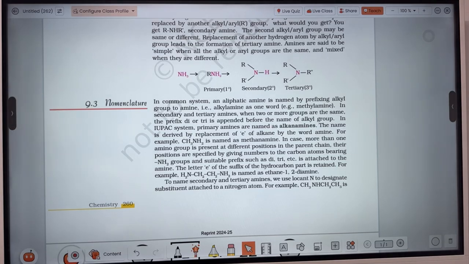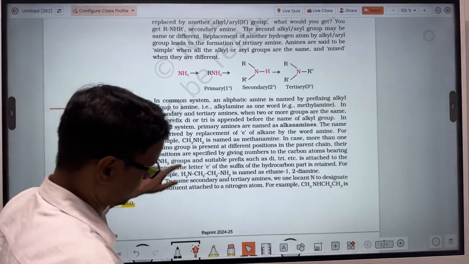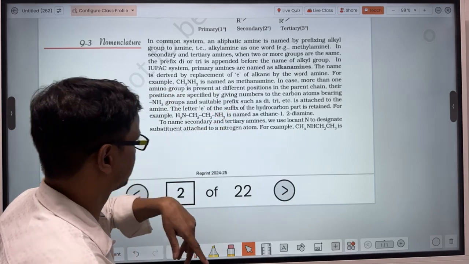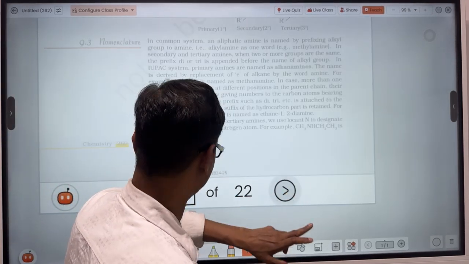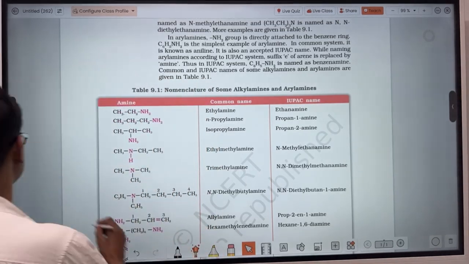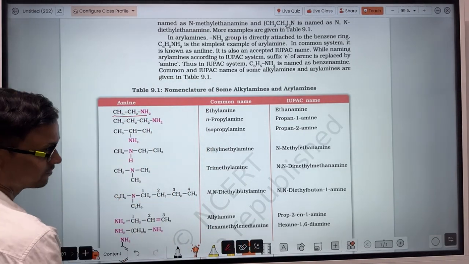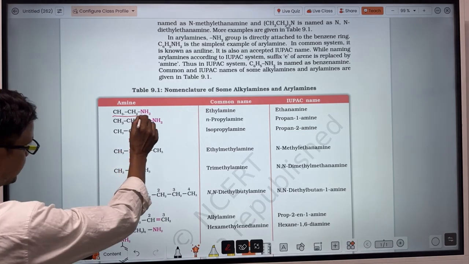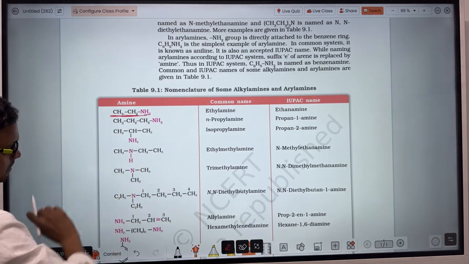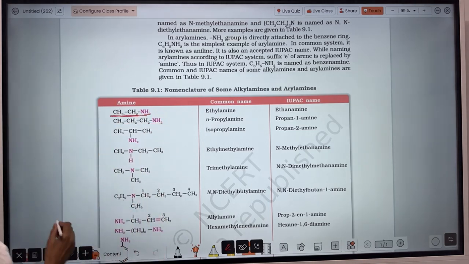For nomenclature, the rules will not be asked in the examination; questions directly ask: write the IUPAC name. So let's see the example of the NCERT book and how that has been written. It is a 1-degree amine here. Here the NH2 group is bonded to an ethyl group. So the common name is very simple, alkyl amine.